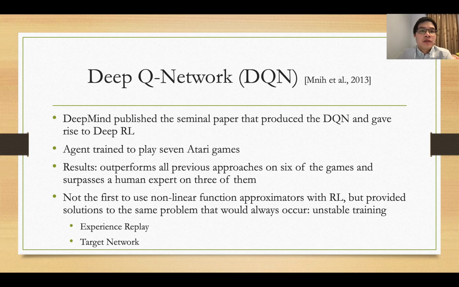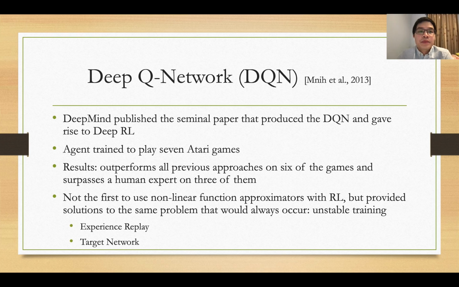Finally, we've built enough of a foundation of reinforcement learning to start diving into the literature. First is the popular DQ network, which was introduced by DeepMind in 2013 and gave rise to deep RL. The agent was trained to play 7 Atari games, and the results were that it was able to outperform all previous approaches on 6 of the games and surpass a human expert on 3 of them. So relative to what we can accomplish today, this isn't that amazing, but back in 2013, this was a pretty big deal.